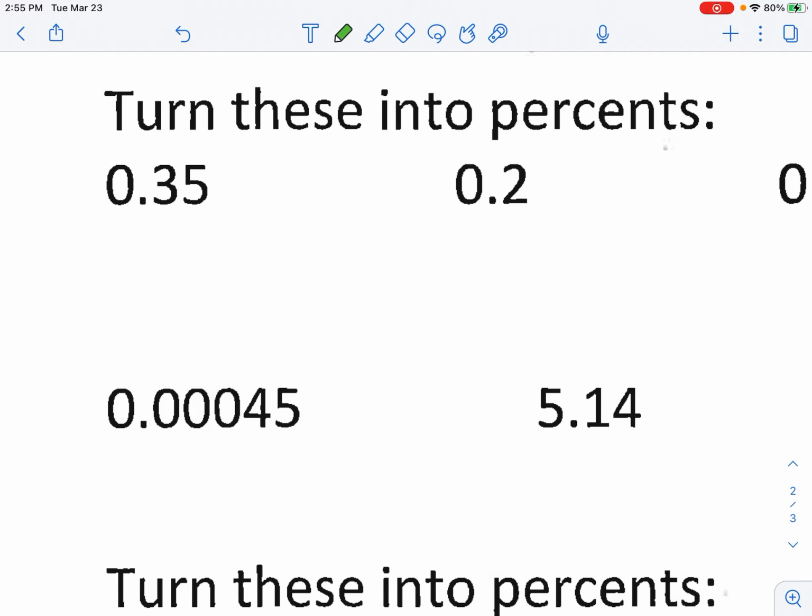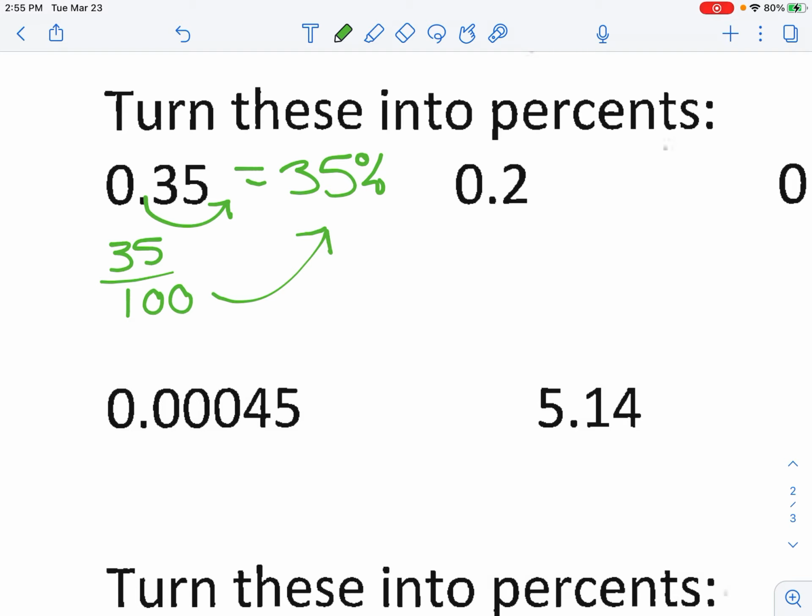So I'm going to take my decimal 35 hundredths. There's two different ways you could do this. Without doing the math, you can simply move that decimal 2 places to the right. So that equals 35%. Or you can write 35 hundredths as a fraction. And 35 hundredths also equals 35%.